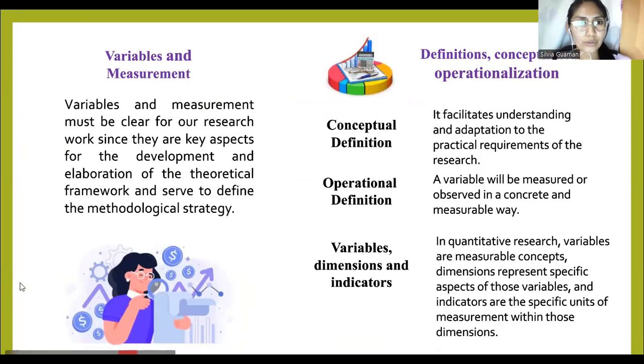I am going to talk about variables and measurement. In quantitative research, variables and measurements must be clear for our research work, since they are key aspects for the development and elaboration of the theoretical framework and serve to define the methodological strategy. Variables are characteristics or concepts that can be measured and analyzed numerically. Measurement involves assigning numbers to these variables to quantify them objectively.